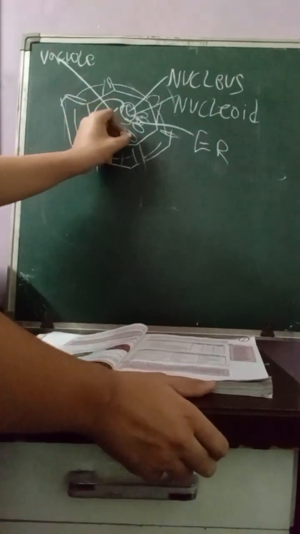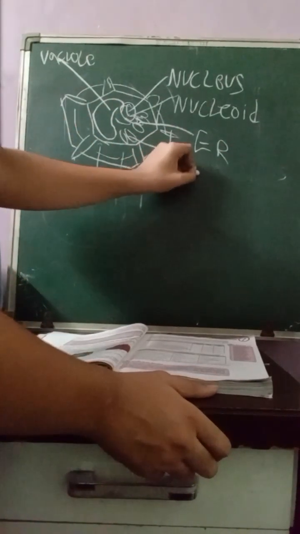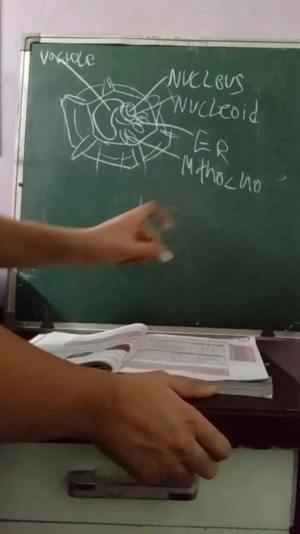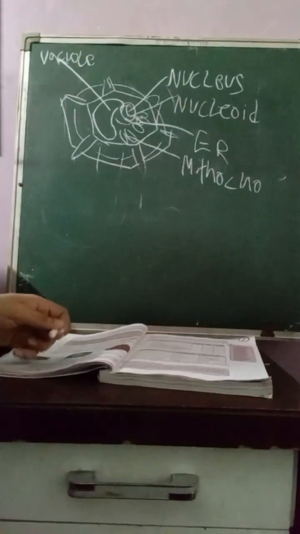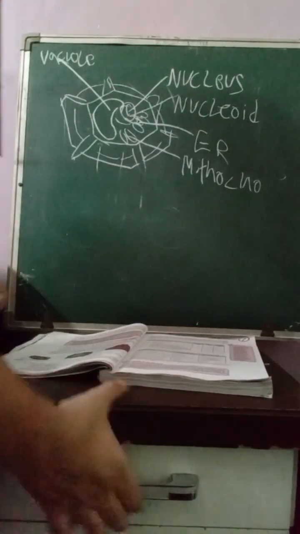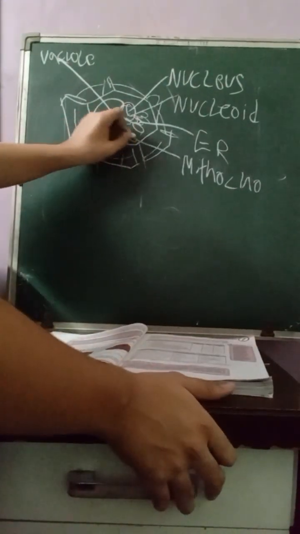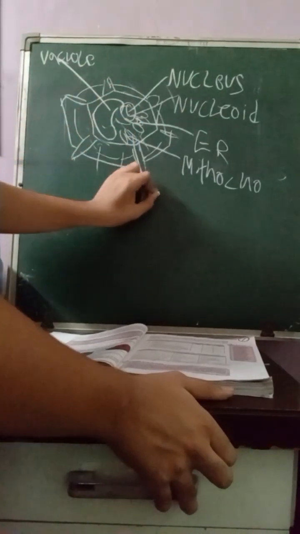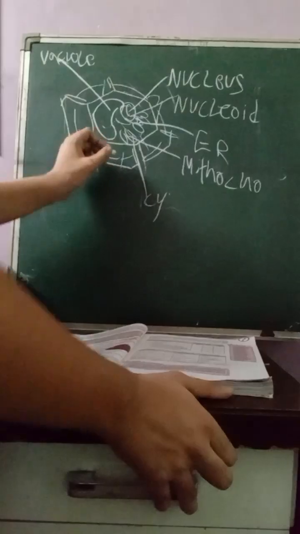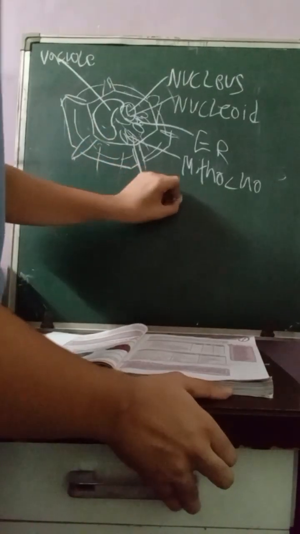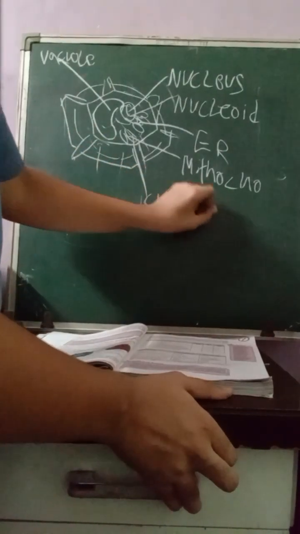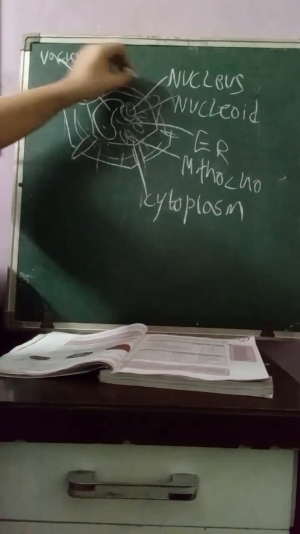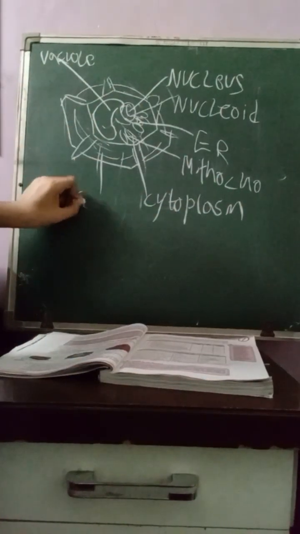Then we have mitochondria here. I'm going to write it as mitoco for short. And we have this empty space here, which is the cytoplasm space. This contains the basic information of a eukaryotic cell. And this structure that I made outside is the cell wall.